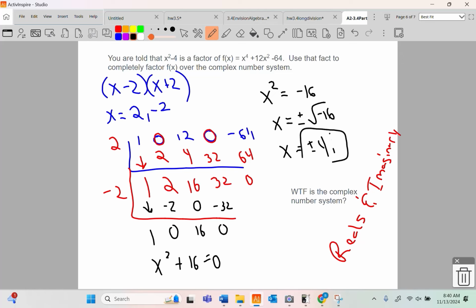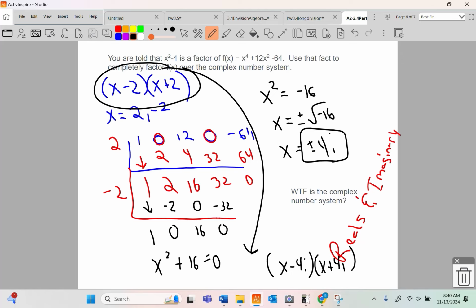You can write 2 factors from that. If 4i is a 0, what's the factor? It's minus 4i. If negative 4i is a 0, what's the factor? It's plus 4i. And you've got these two that go along with it. All right, there you go.